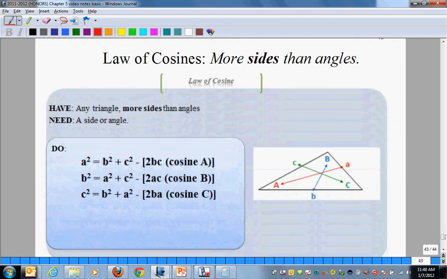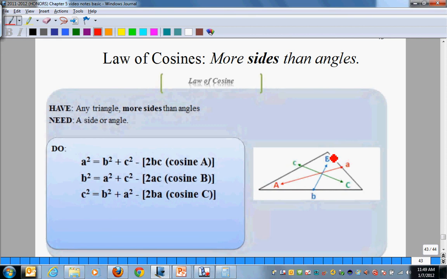Now, law of cosines says this. Law of cosines. We use law of cosines when there's more sides than angles. More sides than angles. And the law of cosines is a little bit more complicated. It's not hard to memorize if you just look at a very simple pattern.